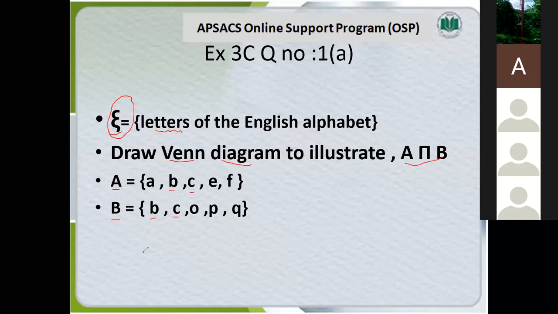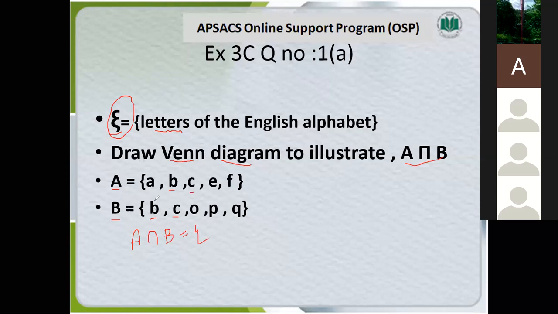So you have to look here. You have to find A intersection B. And then you have to write A intersection B, beta. Then tell me which sign you have to put. This sign. Yes, ma'am. Now then write the set A intersection B is equal to what? I mean, you tell me.